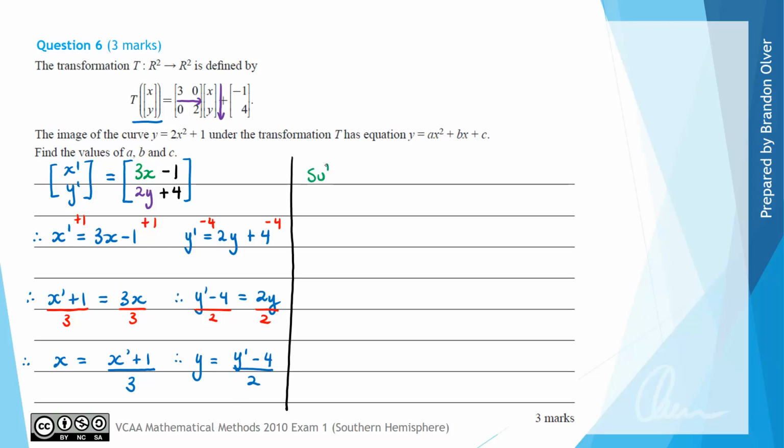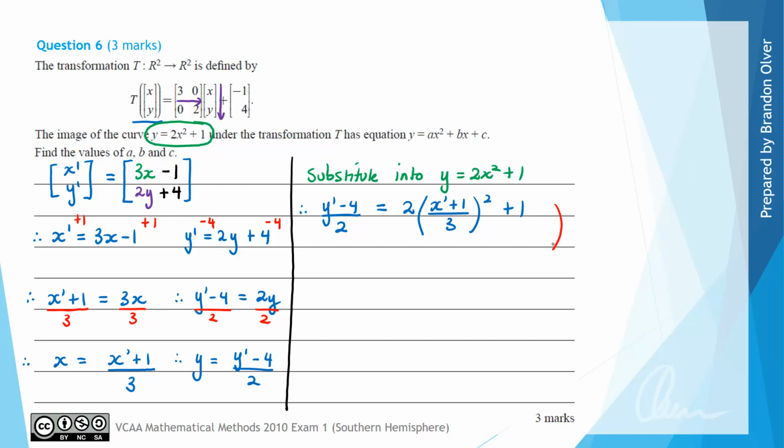Next up we're going to substitute what we just found into the original equation, which was y equals 2x squared plus 1. So that's the equation that's undergoing the transformation. So therefore, wherever there's a y, we're going to replace it with y dash take 4 over 2. So we're going to have y dash take 4 all divided by 2 is equal to 2. But wherever there's an x, we're going to replace it with x dash plus 1 divided by 3. So we're going to have x dash plus 1 divided by 3 all squared. And then there's still a plus 1 in that position.